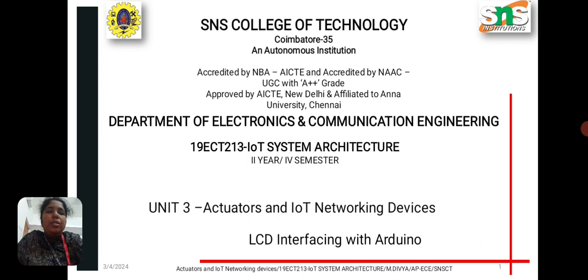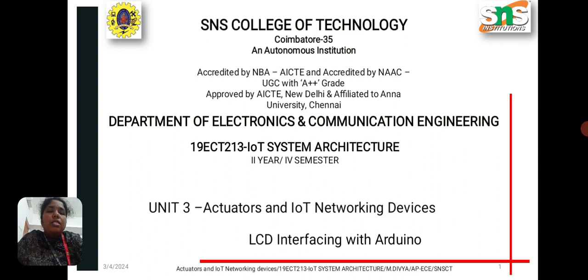Today we are going to see IoT system architecture under Unit 3, actuators and IoT networking devices. Under that unit we are going to see LCD interfacing with Arduino. How to interface LCD with Arduino? First of all, what are actuators and IoT networking devices? These two play a major role in IoT devices.